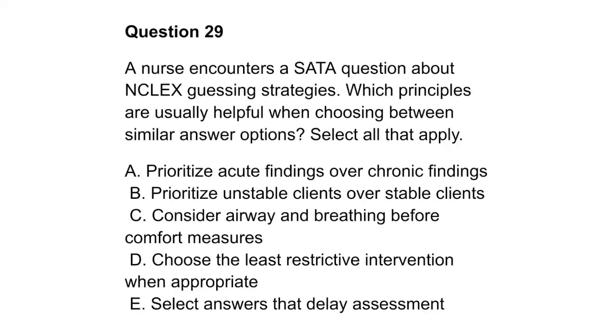Question 29. A nurse encounters a SATA question about NCLEX guessing strategies. Which principles are usually helpful when choosing between similar answer options? Select all that apply. A. Prioritize acute findings over chronic findings. B. Prioritize unstable clients over stable clients. C. Consider airway and breathing before comfort measures. D. Choose the least restrictive intervention when appropriate. E. Select answers that delay assessment.